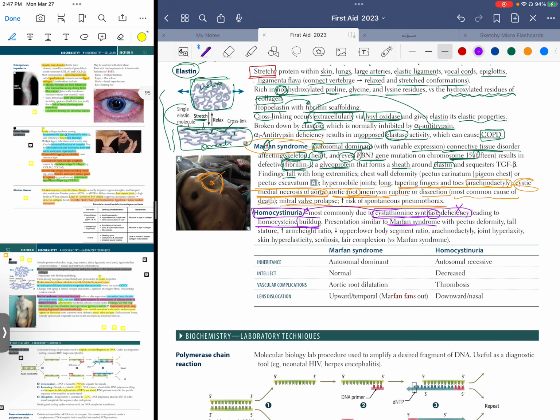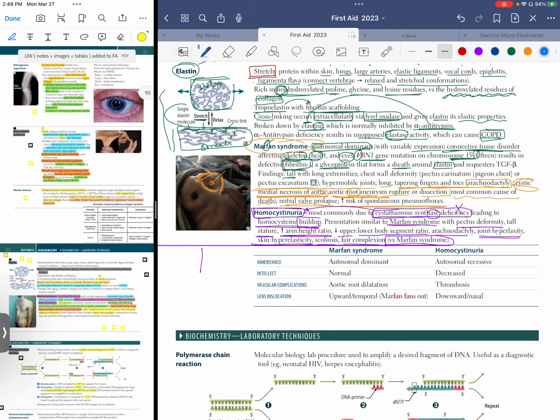Presentation similar to Marfan syndrome with pectus deformity, tall stature, increased arm to height ratio, so the arms are longer than expected, decreased upper to lower body segment ratio, arachnodactyly, as we said, joint hyperlaxity, skin hyperelasticity, scoliosis, fair complexion versus Marfan syndrome. Okay, so we need to compare it with Marfan syndrome.